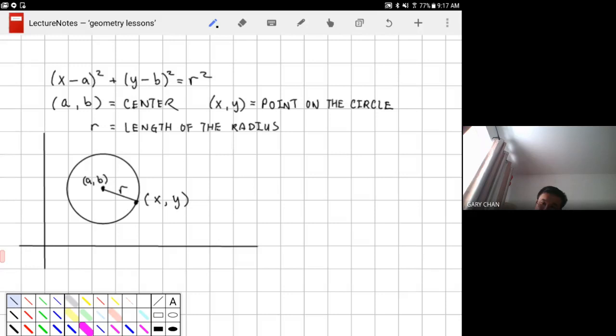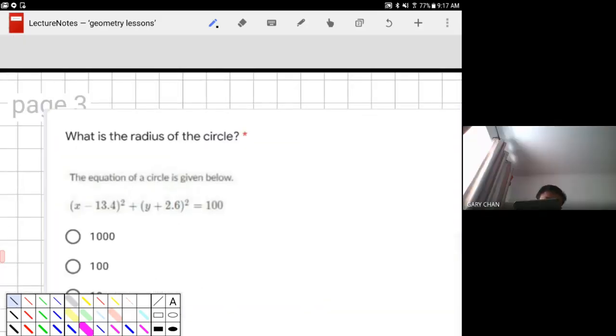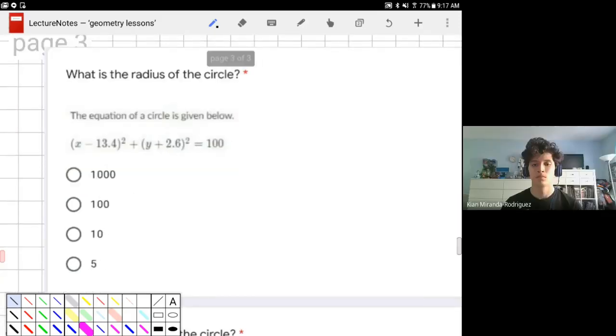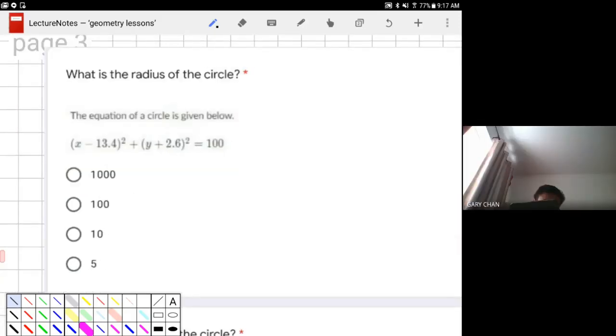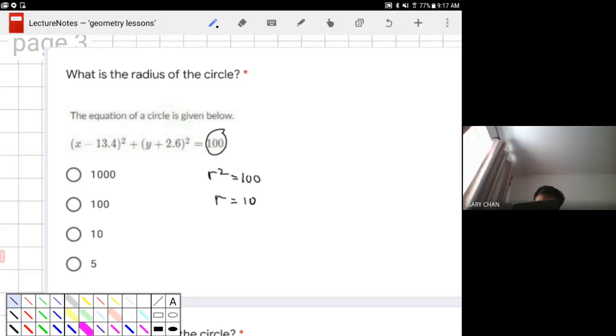We're gonna now apply this concept to our first problem here. The question is, what is the radius of the circle? The equation of the circle is given right there. What's the radius? Is it 100? Is it 1,000? Is it 10? Is it 5? It's 10. Right, this is the same r squared thing. So r must be 10. Okay.